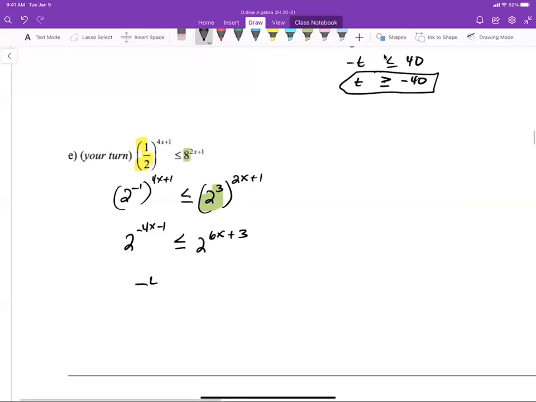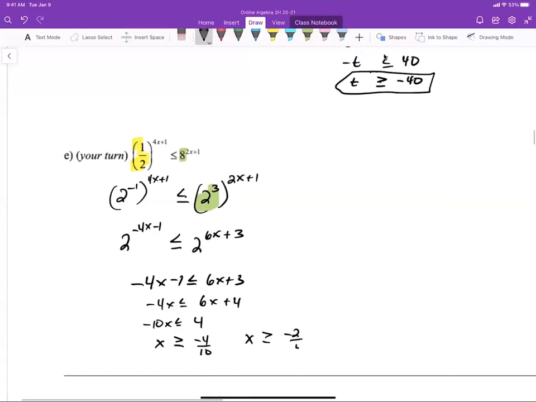So I can set negative 4x minus 1 less than or equal to 6x plus 3. I do not have to worry about switching my signs, and I can solve for x. I'm going to add 1 to both sides. I'm going to subtract 6x from both sides. I am then going to divide by negative 10 and switch the signs when I do that. And I find x is greater than or equal to negative 2/5.